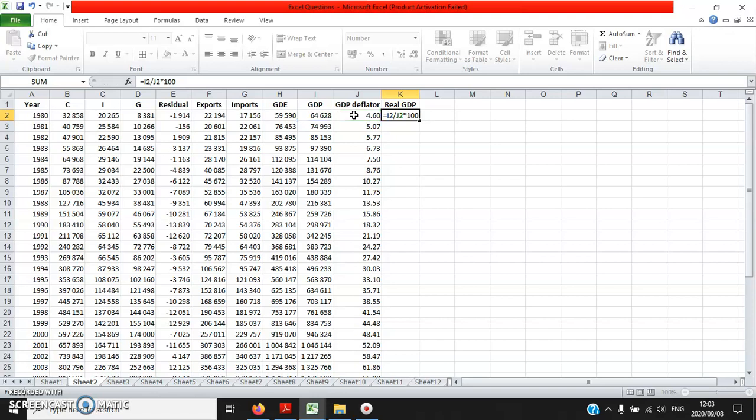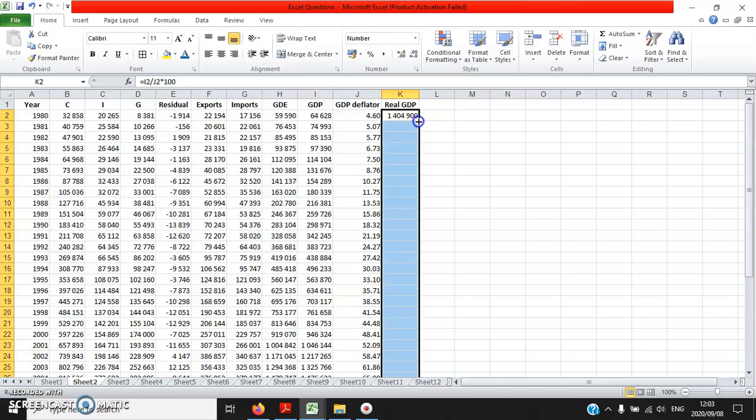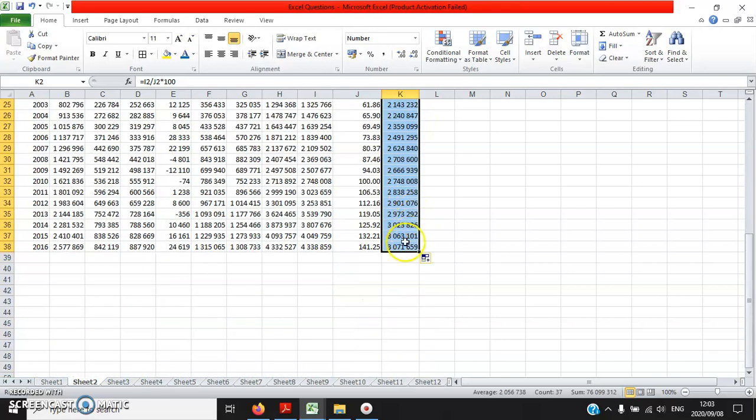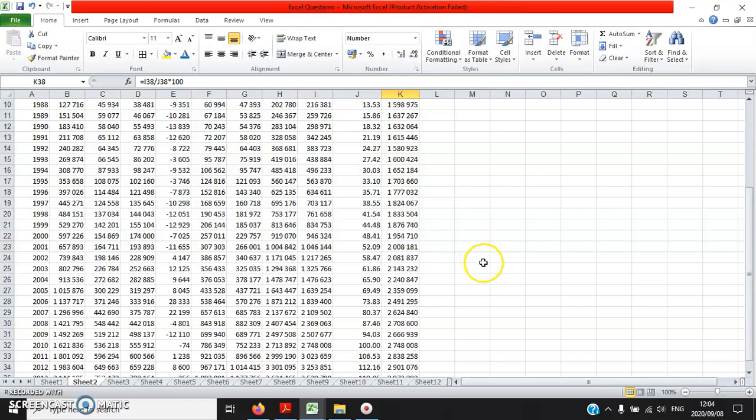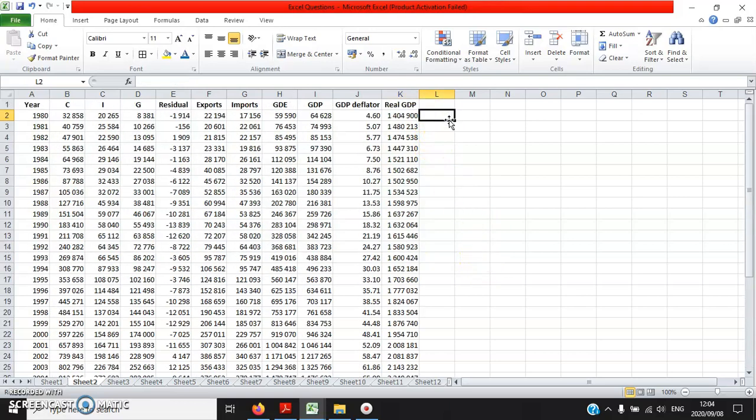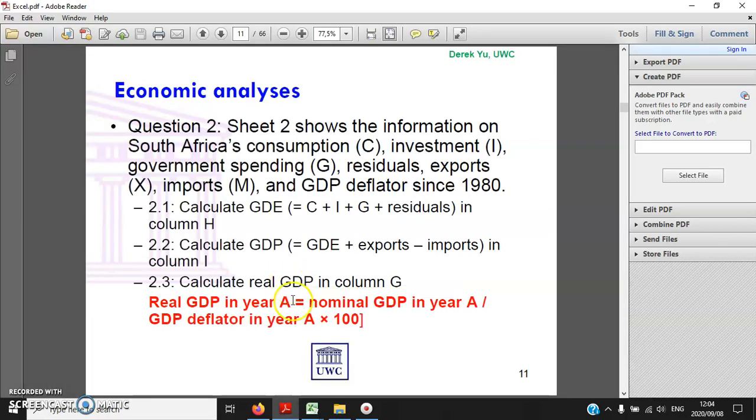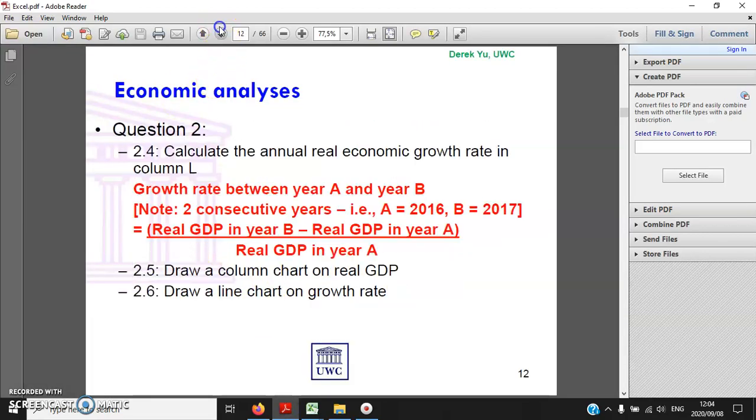Okay, then I can press enter. And then again, use that double left click command to complete the calculations for the whole column K. Okay, so your last answer should be 3071, sorry, 3071659. And then the next question should be about economic growth.